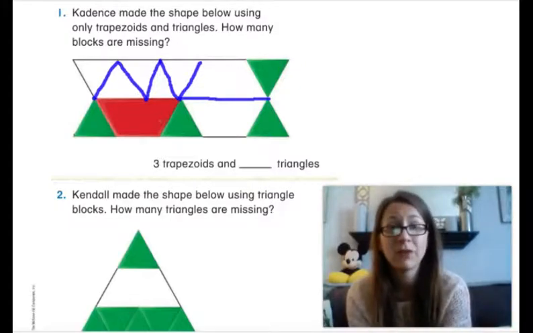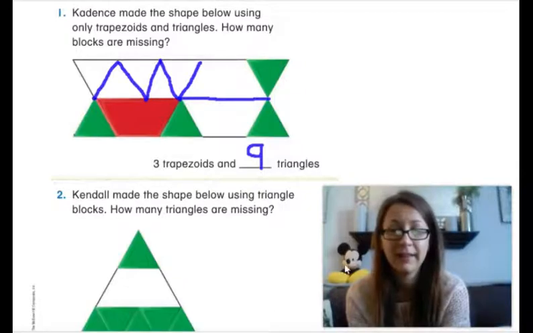So let's count up our triangles to see how many triangles we have. We have 1, 2, 3, 4, 5, 6, 7, 8, 9. We have 9 triangles that fit inside of this composite shape.